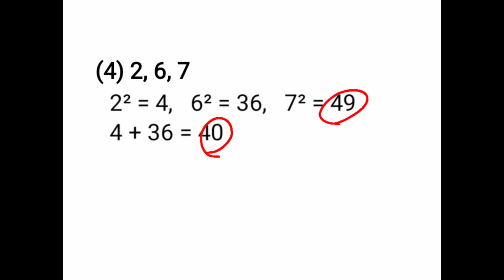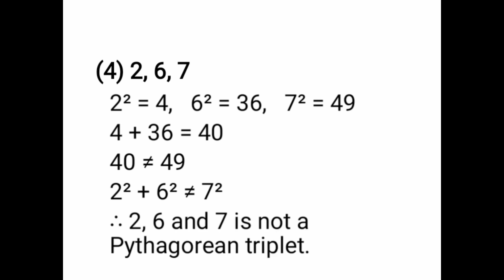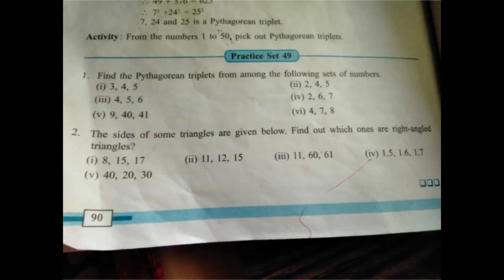So it is not a Pythagorean triplet. Okay. 40 is not equal to 49. 2 square plus 6 square is not equal to 7 square. Therefore, 2, 6 and 7 is not a Pythagorean triplet. Next one.